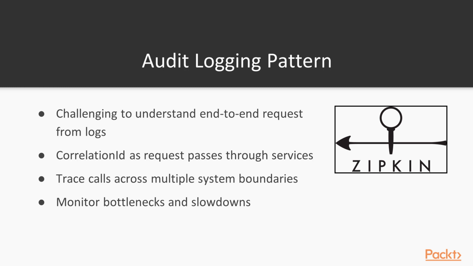Zipkin is a distributed tracing system that works with Kibana. It helps gather timing data needed for troubleshooting latency problems in microservices architecture. There are, of course, many others that are available.